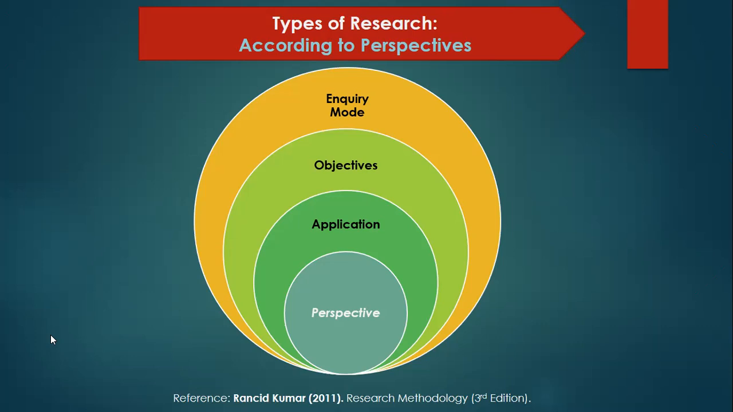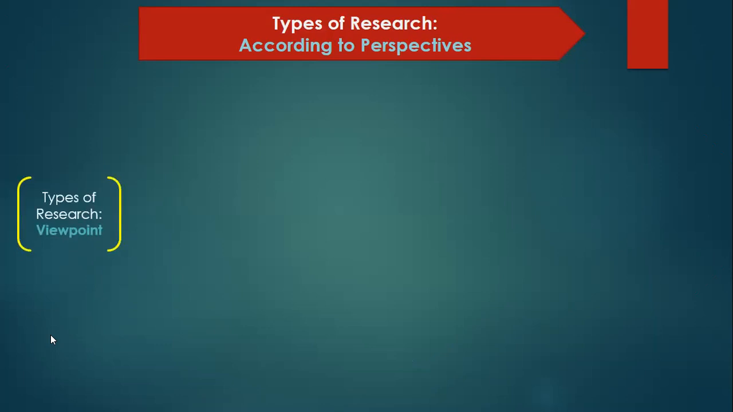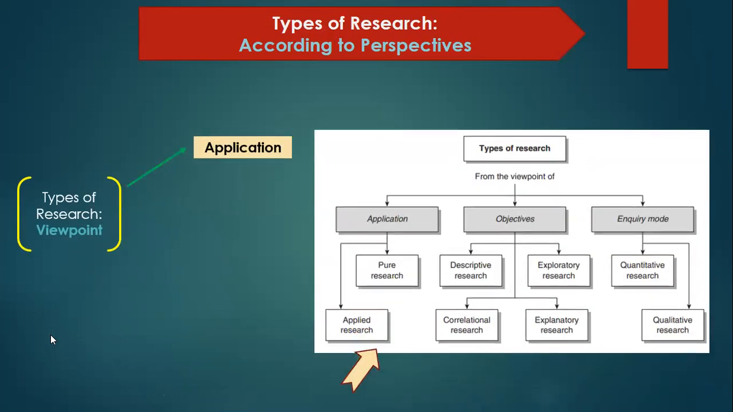So this is the background on why the types of research according to perspectives have also been studied. Accordingly, from a viewpoint, there are three. The application perspective: research might be pure or applied, according to its application. Pure or basic research are the same. And in the objective type, it's somehow explanatory, correlational, exploratory, and descriptive.